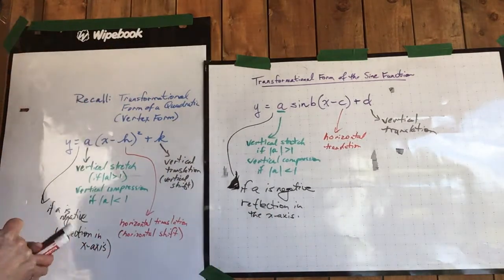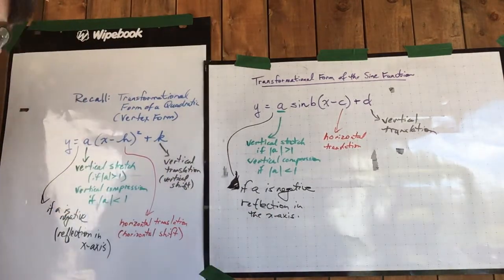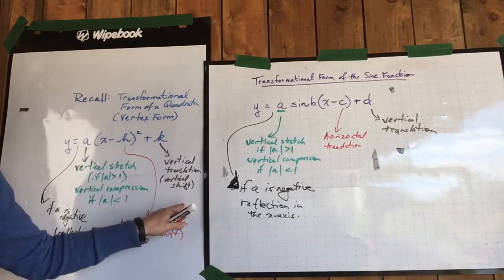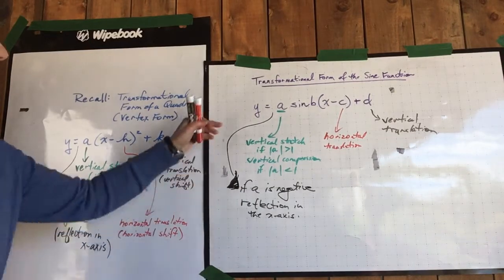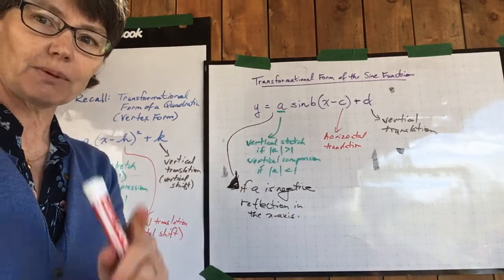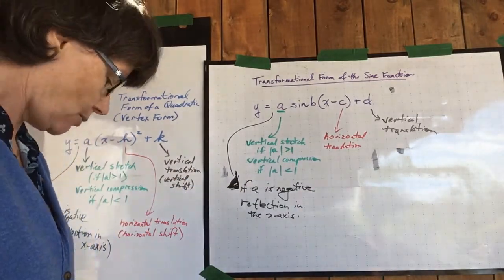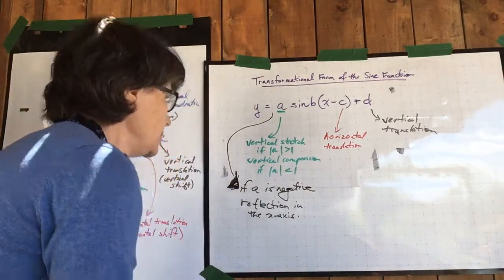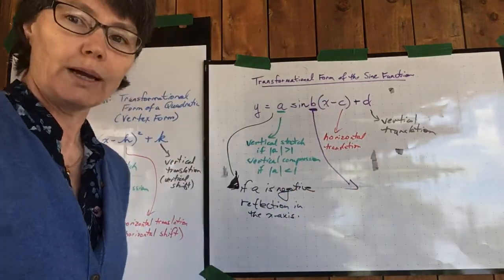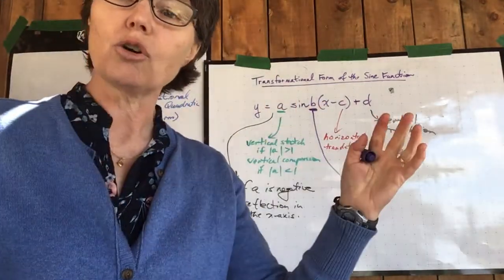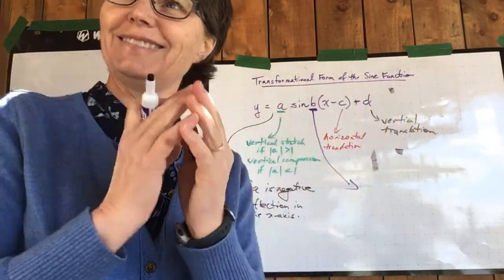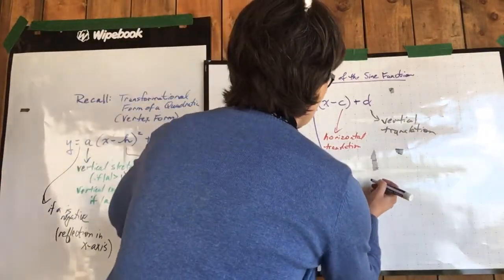Okay. Now, you'll notice that's all the transformations there are over here with quadratics. We have the reflection, the vertical stretch or compression, horizontal translation, and vertical translation. Over here in the sine function, we have all of those same transformations, but we have one additional transformation, and that is our b. So the b right here, this guy. What does that b do? Well, it changes the period. So that's the horizontal stretch or horizontal compression.